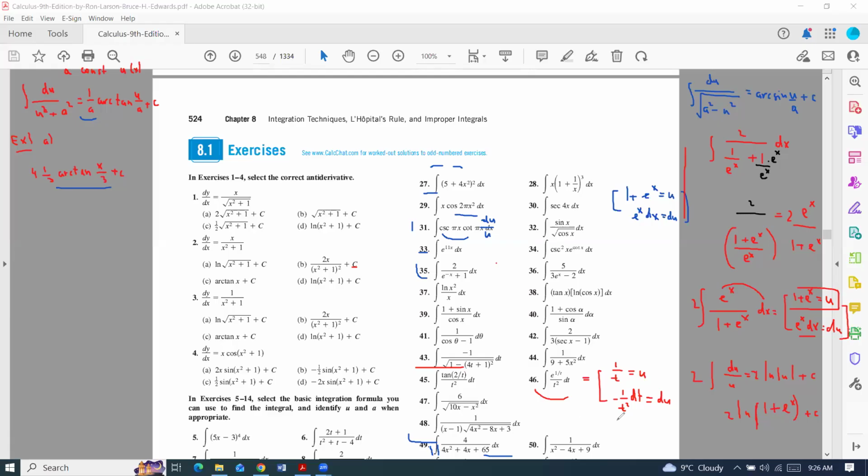So what I can do is just negate both sides of my equation. So I multiply by minus 1. So this is going to take the minus out, and I'm going to end up with something extremely nice. So instead of e raised to 1 over t, it will be just u.